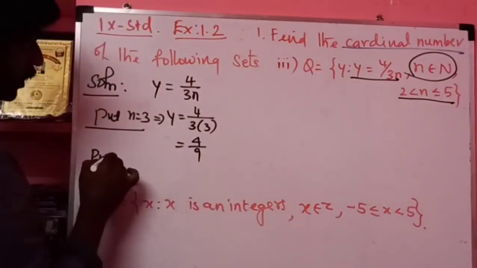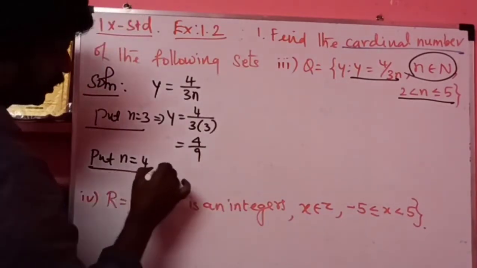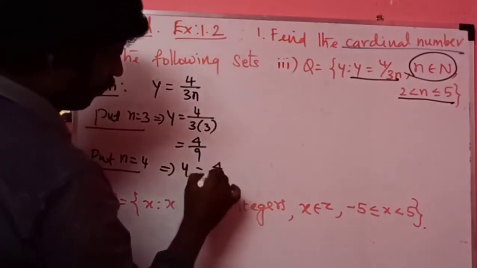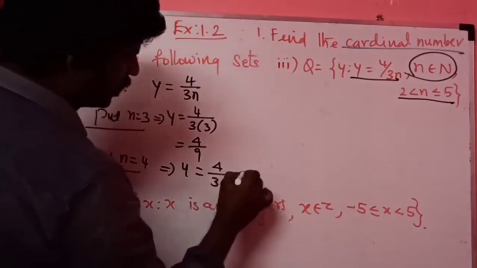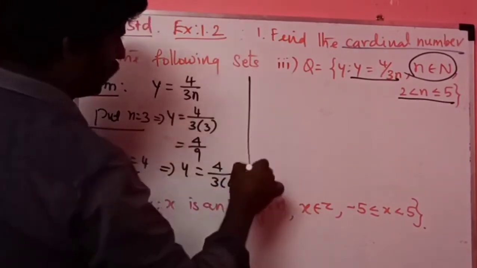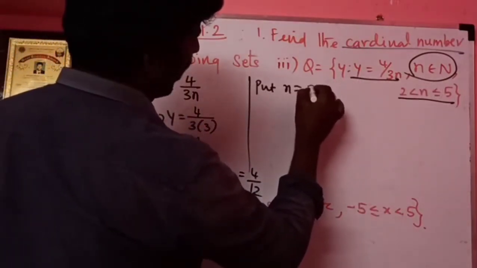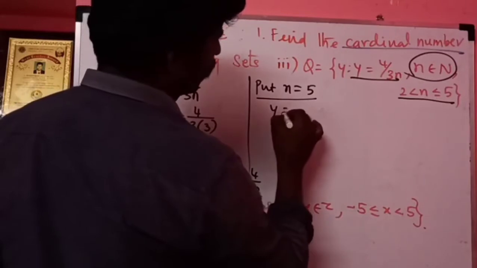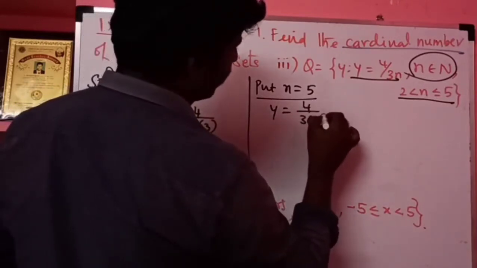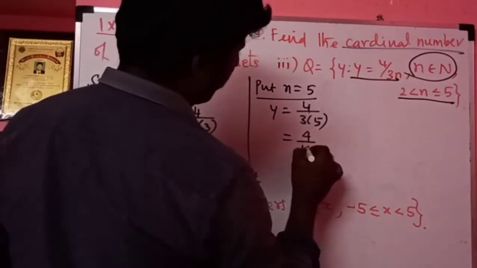Put n is equal to 4, which means y is equal to 4 by 3 into 4. This is 4 by 12. Next, take n is equal to 5. So y is equal to 4 by 3 into 5. This is 4 by 15.